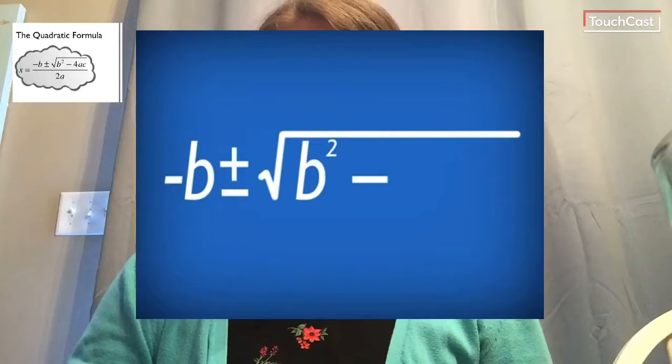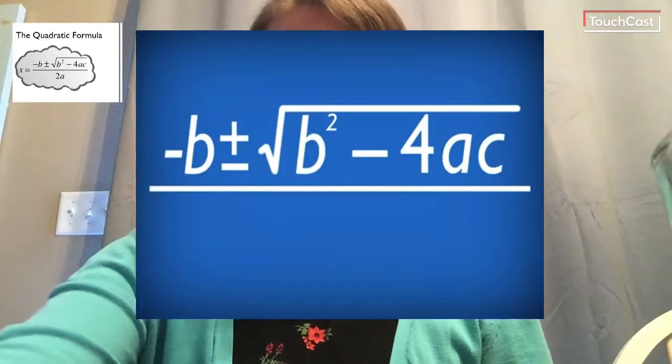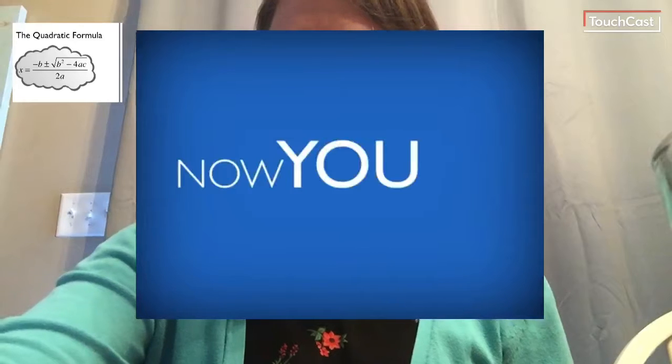Plus or minus the square root of b squared minus 4ac all over 2a. Now you try the quadratic.